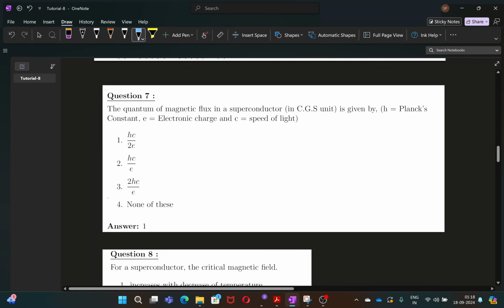Then question number 7 is that the quantum of magnetic flux in a superconductor in CGS unit is given by. This is very easy, because we know that the flux quantum has a formula in SI as h by 2e, but because it is asked in CGS unit, you have to include the light's velocity c in that. Otherwise, it is hc by 2e, where h is the Planck's constant, c is the speed of light, and 2e is from the Cooper pair charge. Generally it is single charge for a single electron, but because it is a Cooper pair in a superconductor, this is the Cooper pair charge for the 2 electrons.